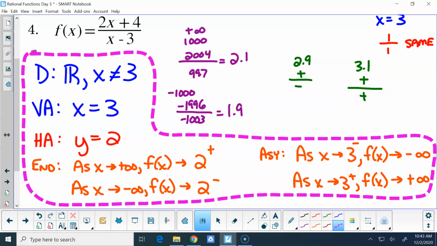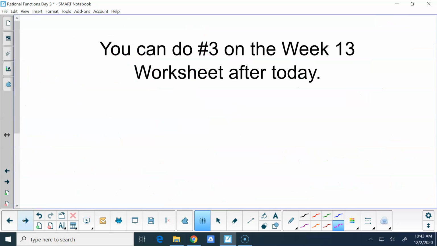As of right now, you can do number 3 on the worksheet for this week. So you can do 1, 2, and 3. You should have had 1 and 2 done already. But yeah, we're doing like 1 problem a day kind of a thing. Thanks for playing along.